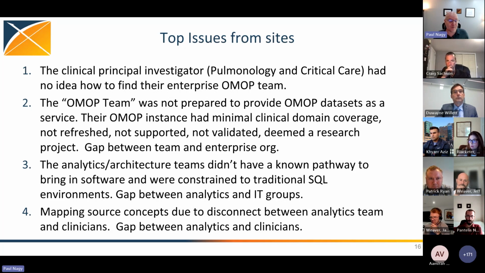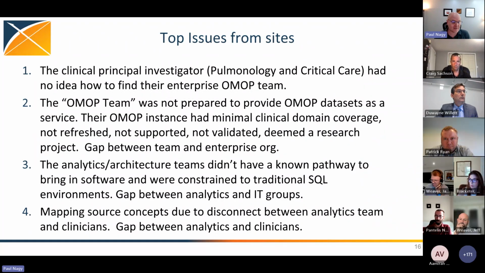These are the top issues that we found. None of these were technical issues, which I thought was somewhat exciting, in that we're not facing a technical problem. We're just finding organizational alignment issues where we can help. Health systems can really save a lot of productivity and efficiency by having an enterprise OMOP team that can support many different registries.